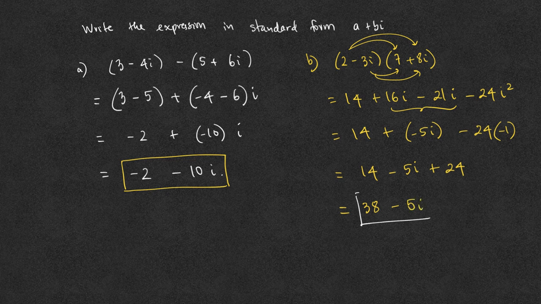Both of these answers are in the form a plus bi. For the first problem, a is -2 and b is -10. For the second problem, a is 38 and b is -5.